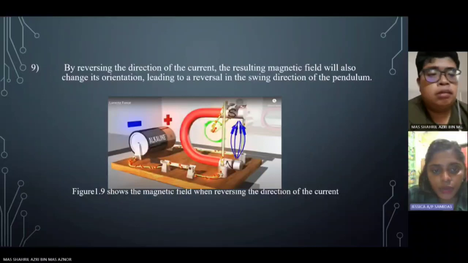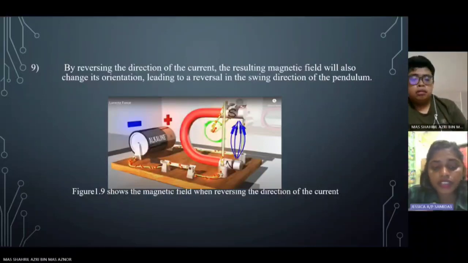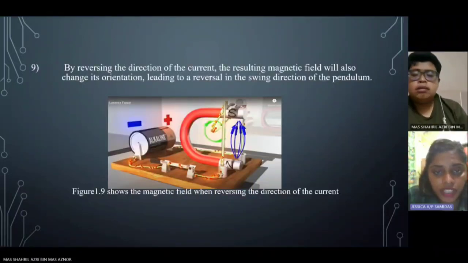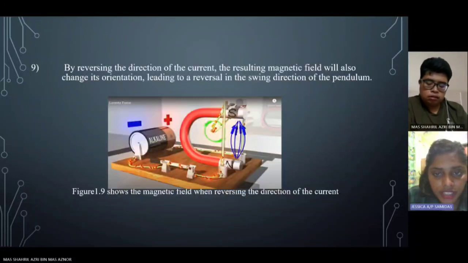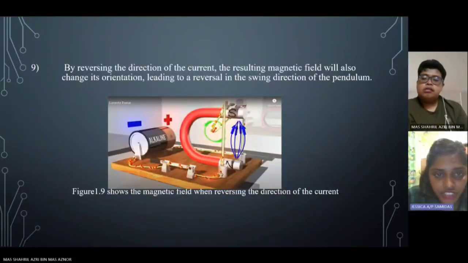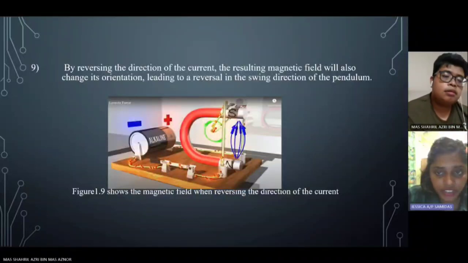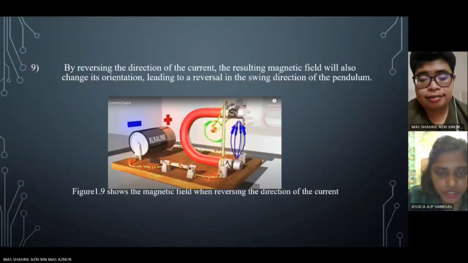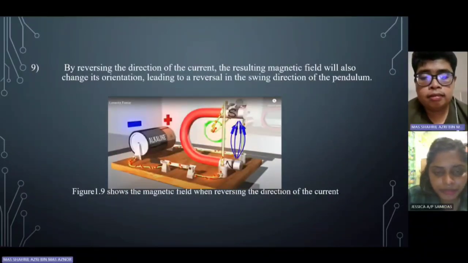Next, now we are reversing the polarity. Again, we are reversing the battery, and we will see what happens in this diagram. We can see the direction now swings to the left. The wire is swinging to the left, and we can see the magnetic field.